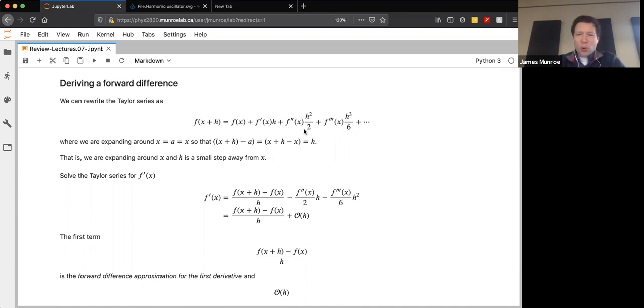Question from the chat, is the order of the method the degree of the Taylor polynomial used to approximate the function? No. It is the order of a numerical method. If it's equivalent to the Taylor series up to that order, then that's what we say the order of a numerical method is. When you take a numerical method and you actually go through and you solve for what f of x plus h would be from the numerical method, you're going to get a different sequence of terms.